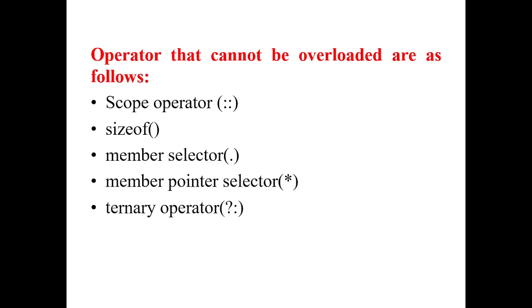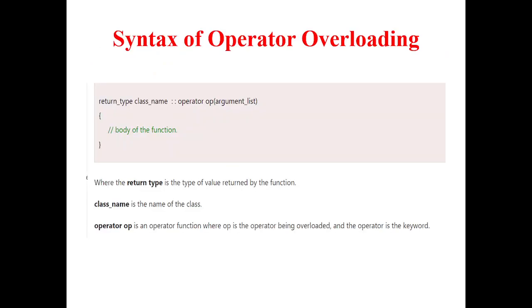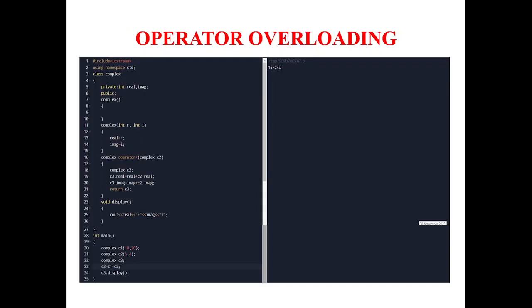Operators that cannot be overloaded are as follows: scope resolution operator, sizeof operator, member selector, member pointer selector, and the ternary operator. Syntax of the operator overloading is return type, class name, scope resolution operator, and there is a keyword operator, and OP is the operator, and the various argument list. Right? Now, let us see an example for operator overloading.